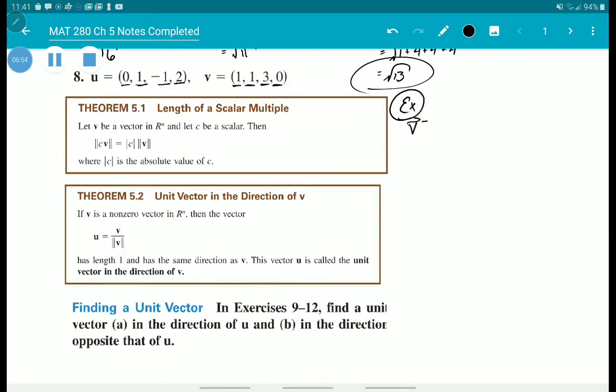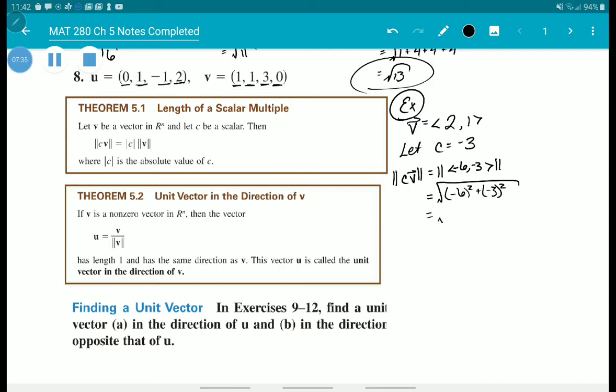Let's say we have vector v as the vector 2, 1. And we're going to let our c be the scalar number negative 3. So if we look at the magnitude of c times v, then that would be the magnitude of the vector negative 3 times v, which would be negative 6, negative 3. So if I want to find that magnitude, it would be the square root of negative 6 squared plus negative 3 squared. So you can see how we're going to get a positive number here.